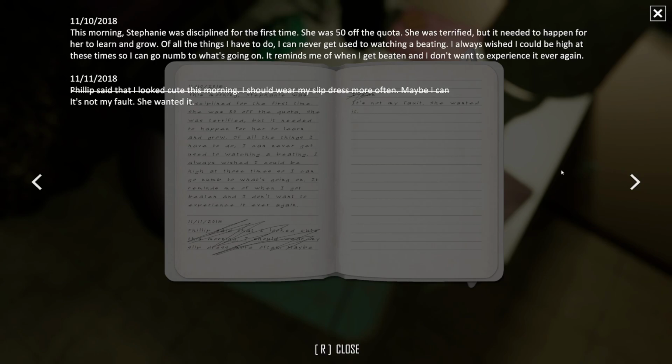11th of November. Philip said that I look cute this morning. I should wear my slip dress more often. Maybe I can. Crossed out. It's not my fault. She wanted it.